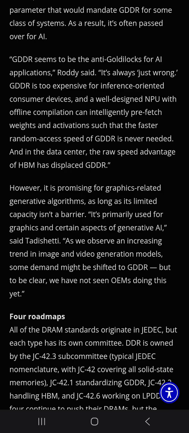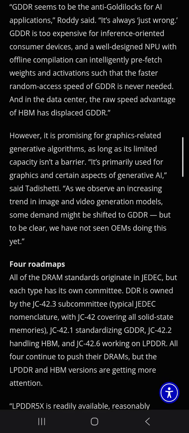It's primarily used for graphics and a certain aspect of generative AI, said Tadi Shetty. As we observe an increasing trend in image and video generation models, some demand might be shifted to GDDR. But to be clear, we have not seen OEMs doing this yet.